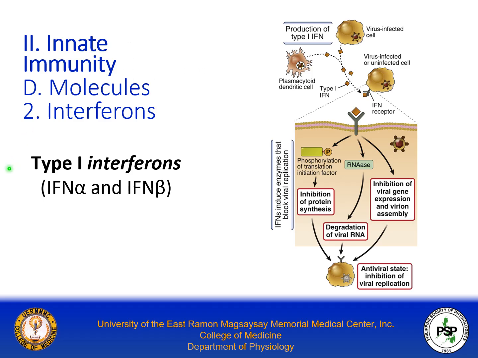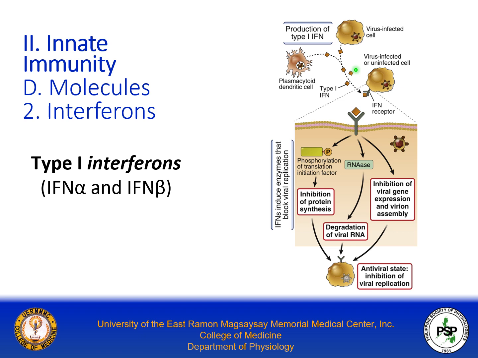Type 1 interferons are a large family of structurally related cytokines that mediate the early innate immune response to viral infections. It's actually a major way by which the innate immune system blocks viral infections. They are termed interferon because of their ability to interfere with viral replication. They are produced and secreted by plasmacytoid dendritic cells and virus-infected cells. After they are secreted, they bind to receptors on both virus-infected and uninfected cells.